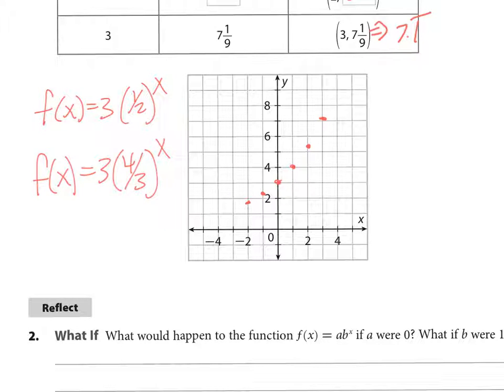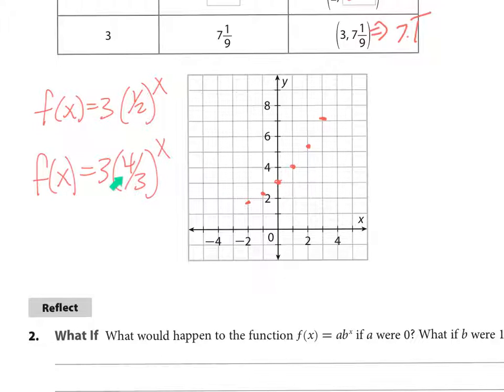So let's talk about why one is decreasing, one's increasing. So very simply, in the very first example, our b had a value of 1/2. That is something less than 1. So as our x's increase, our values decrease because this is a value less than 1. Think about it logically. If I put a negative exponent in here, I'm doing a reciprocal. Therefore, this is getting bigger.